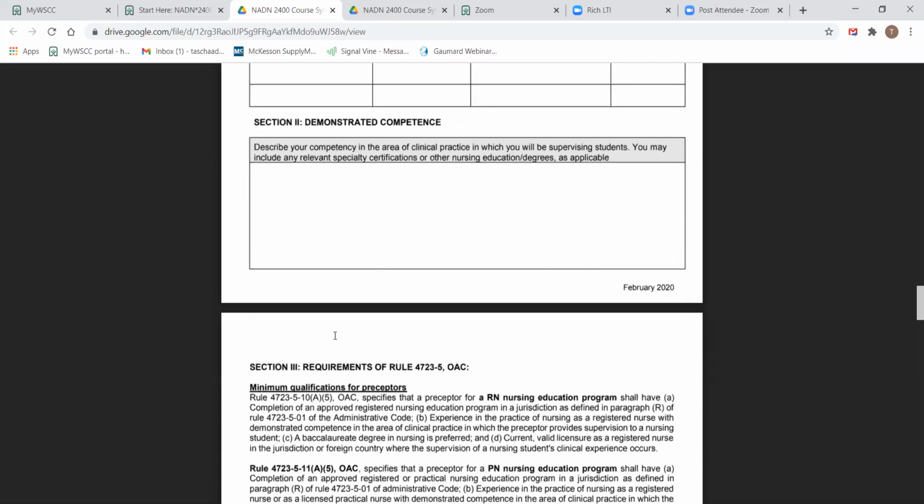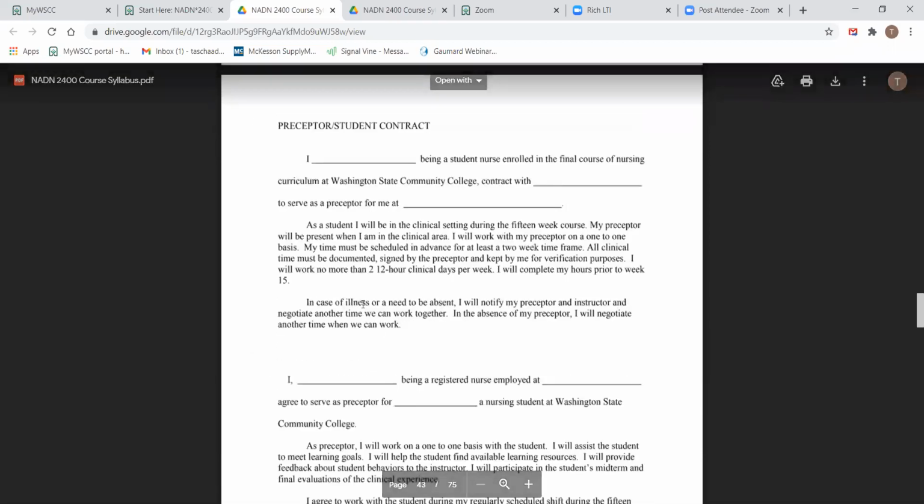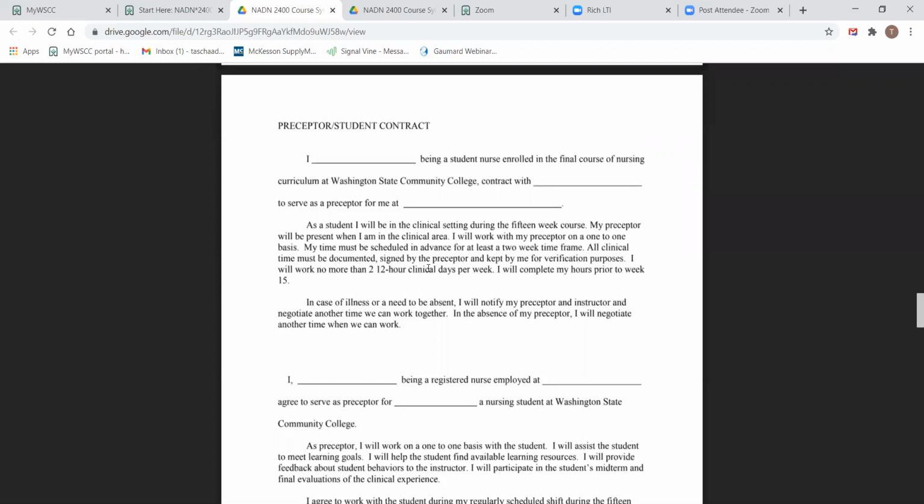The contract, one of the things I want to point out here, no more than 2 12-hour clinical days per week. And also I will complete my hours prior to week 15. That is the goal. There is no set date that you cannot complete the hours prior to. That was something we did last year. I got rid of that with COVID, we don't know what's going on, we want to take the opportunities when we get it. So I didn't want to put restrictions.